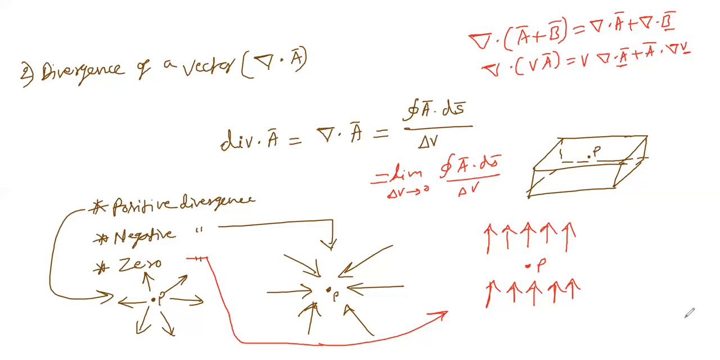Now let's look at this divergence in terms of the divergence theorem, and how it is to be proved. Let's look at the statement. The divergence theorem states that the total outward flux of a vector field A bar through a closed surface, the closed surface integral of A bar dot ds bar, is equal to the volume integral of the divergence of A bar, that is, the volume integral of del dot A bar dv.